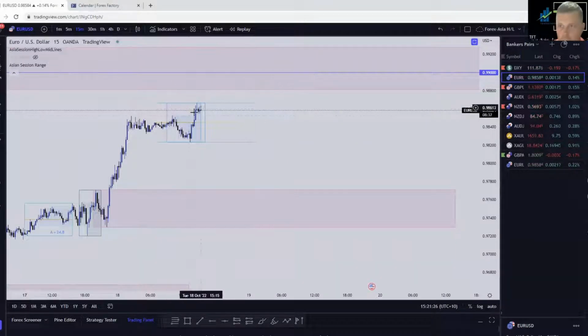So basically, we'd like to see what actually happens when the Asian range finishes. Do we break to the upside? Do we start to break down to the low side? That will determine what we're going to be looking for in today's price action.